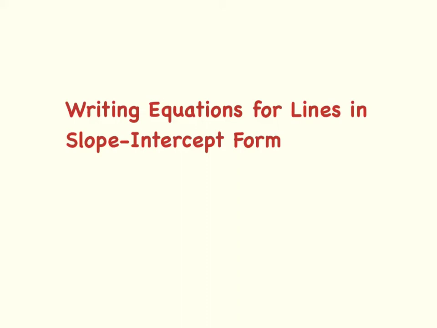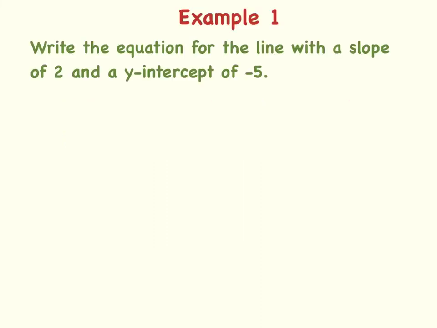Writing equations for lines in slope-intercept form. Okay, let's start with the simplest example. Write the equation for the line with a slope of 2 and a y-intercept of -5.